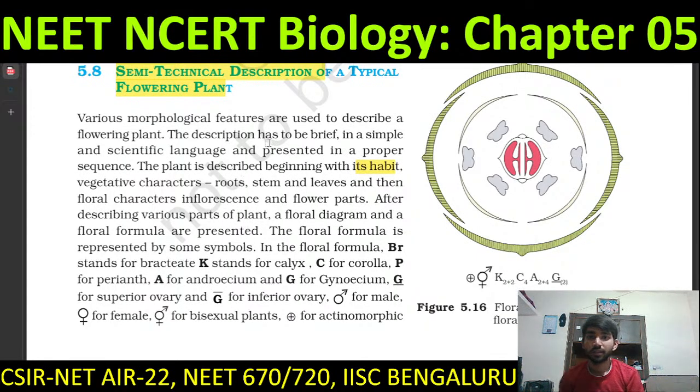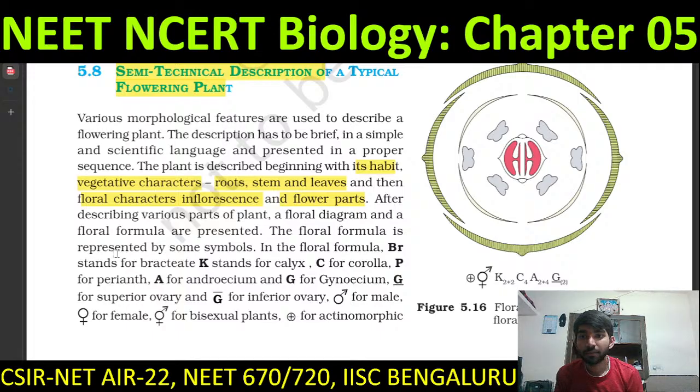So remember this when you're describing a plant, although this might not be asked directly, but just for information, remember that first its habit, where it is present, whether it is present in water, on land, in the desert area, all these things should be described. Then the vegetative characteristics, because these are important for its survival, root, stem, and leaf. These are explained. Then the floral characters, which are important for its sexual reproduction, and the flower parts are explained.